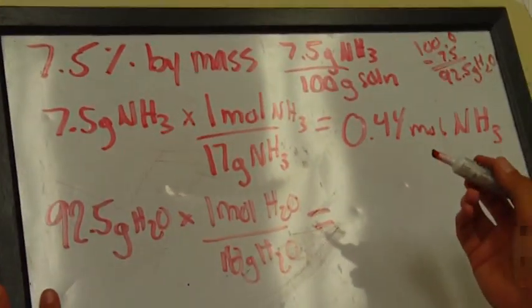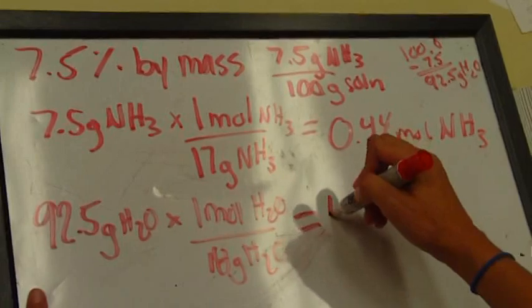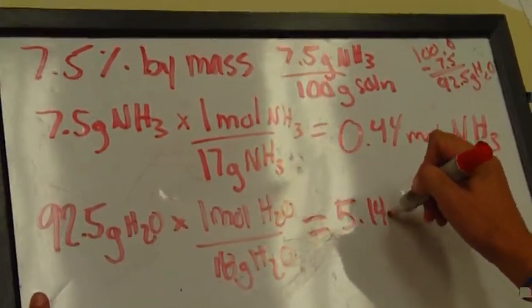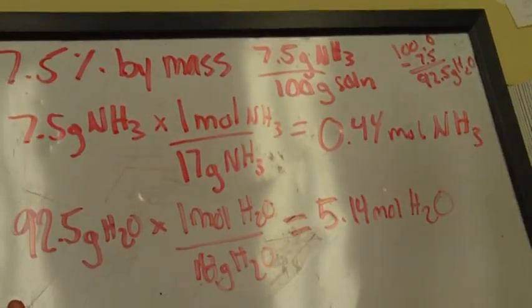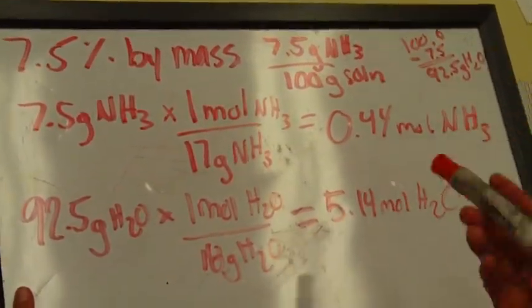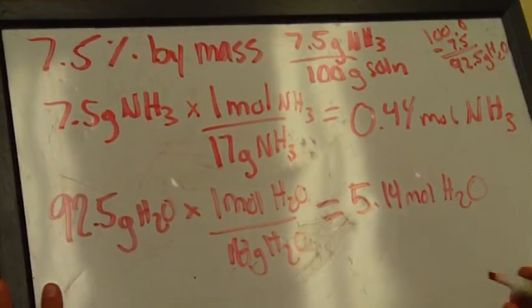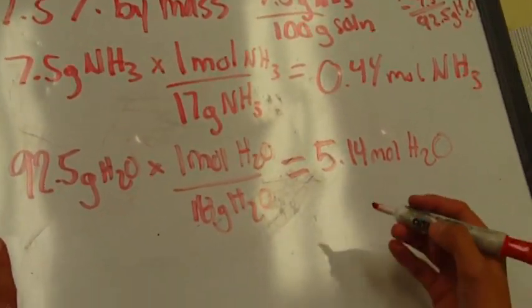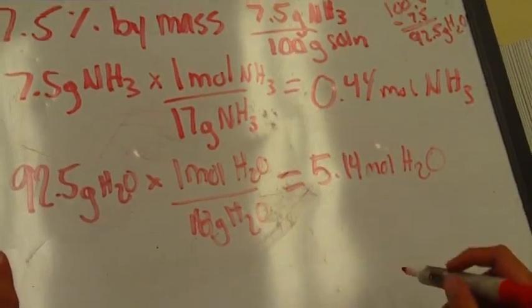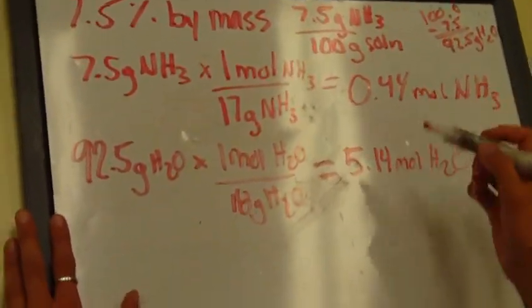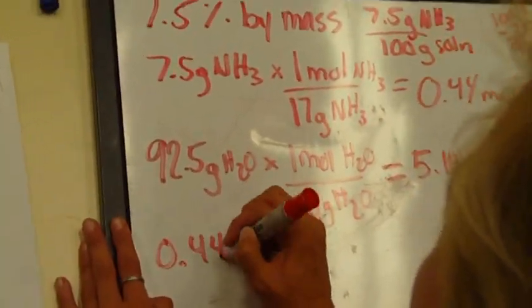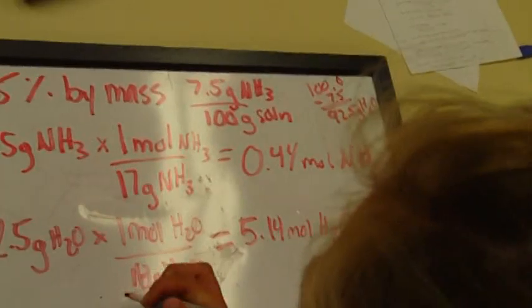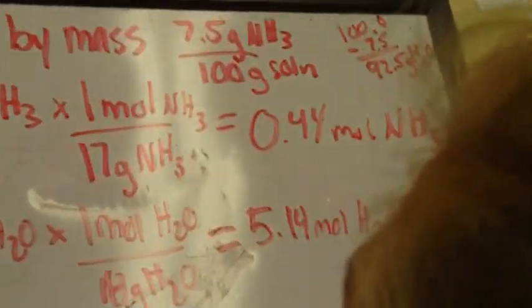And we end up with 5.14 moles of H2O. So now that we know everything in moles, we can go ahead and get the mole percent. So percentages is part over total. So we want the mole percent of ammonia, so we're going to take the part, which is 0.44 moles, over the total, so we're going to add them together.